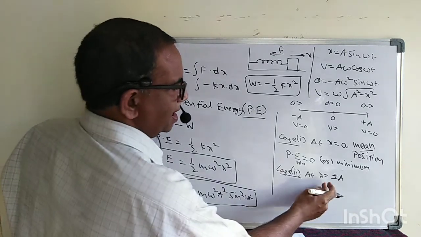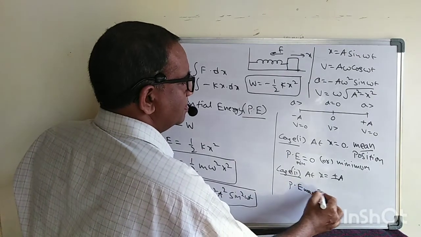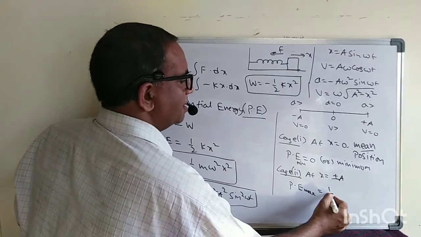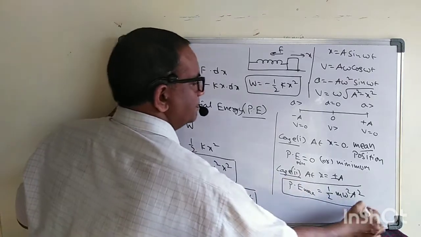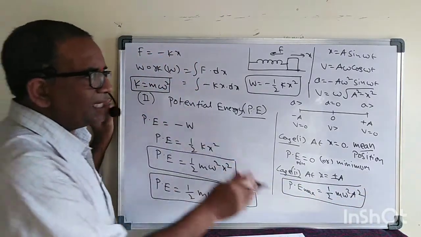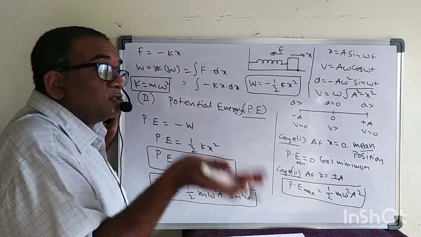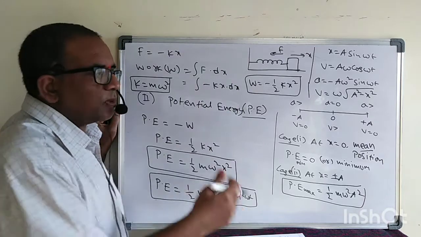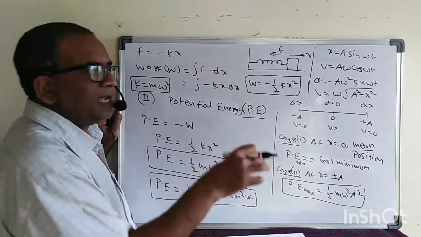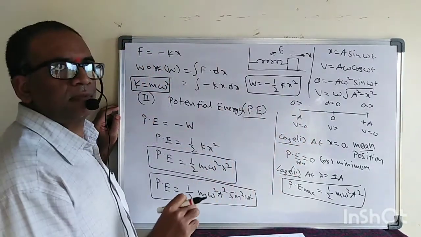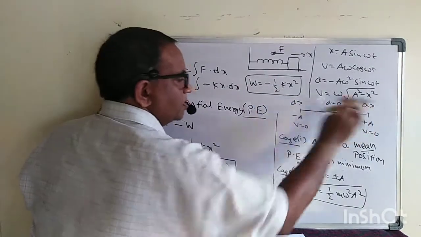See here, x is equal to plus or minus a. Therefore, the potential energy is maximum. When x is equal to a, you get half m omega square a square. This is the maximum potential energy. The potential energy is maximum at extreme positions because the maximum displacement means maximum work done there. Why is the potential maximum at the extreme position? Because the spring has done a lot of work here, so the potential is maximum at the extreme positions.